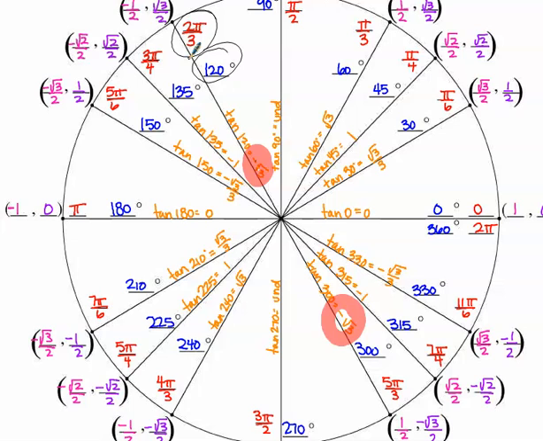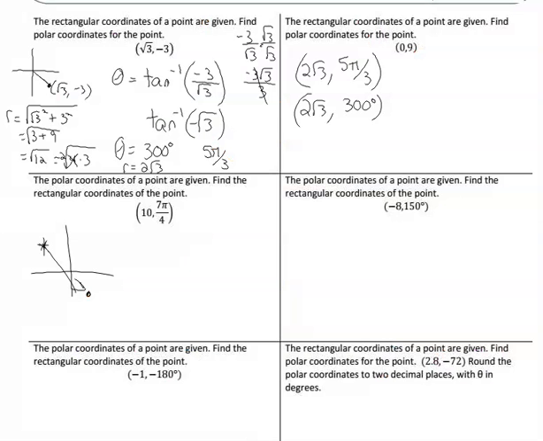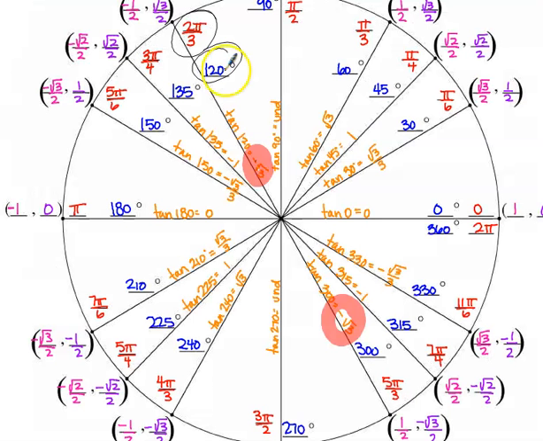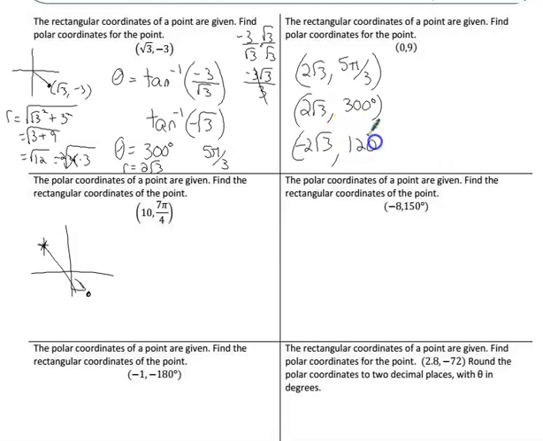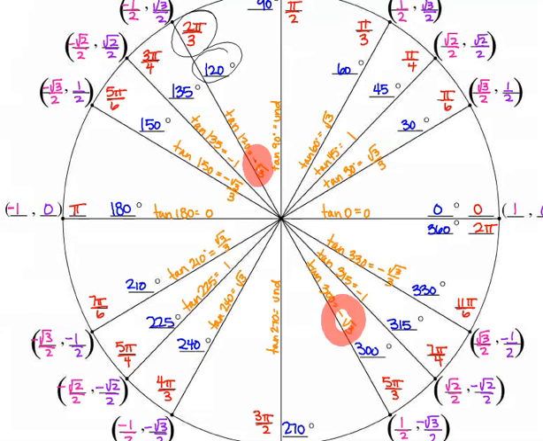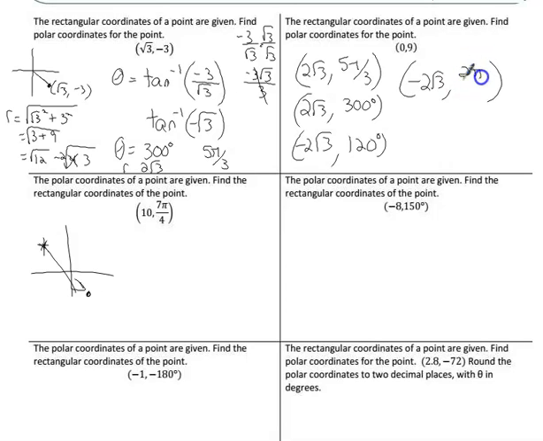So negative radius, so negative 2 square root of 3, comma, 120 degrees. And also negative 2 square root of 3, comma, not degrees, radians. And the other radians, oops, I went the wrong way again. The radians was 2 pi over 3. So 2 pi over 3. And these are all possibilities.